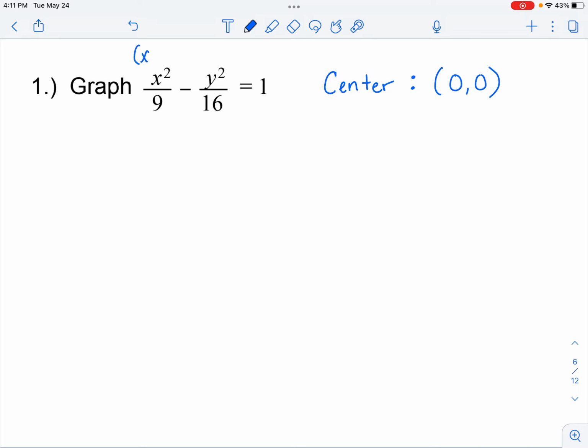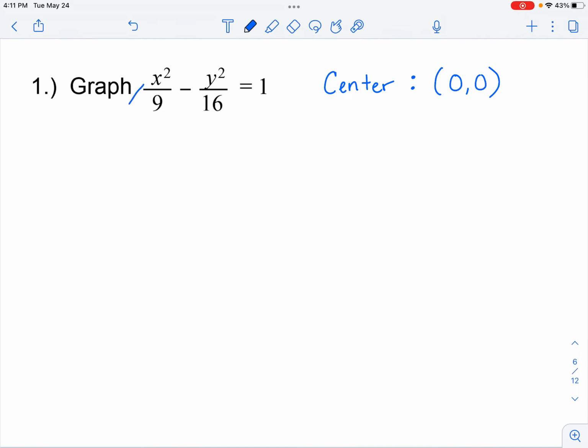If this was shifted, we would have seen x minus h squared and y minus k squared. That's what it's going to look like if it's shifted. I probably should have mentioned that in an earlier video, but clearly I forgot. Okay, but we don't have that here, so I'm going to get rid of that. We don't need those pieces.